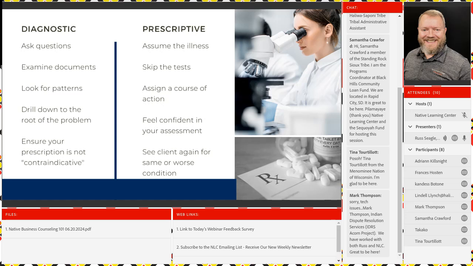Doctors today are going to be diagnostic. And that's where we need to be as counselors. We want to get to the bottom of things. We want to ask questions. If we're diagnostic, we're asking a lot of questions. Well, when did it start hurting? Does it hurt when you do this, or only when you do that? All right, we're going to ask a lot of questions about the small business.